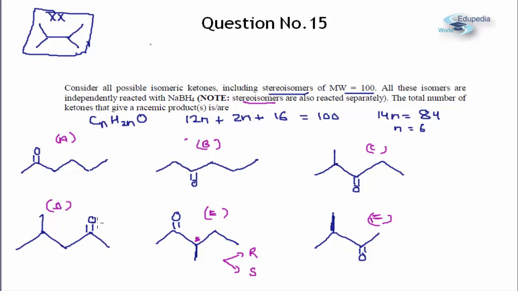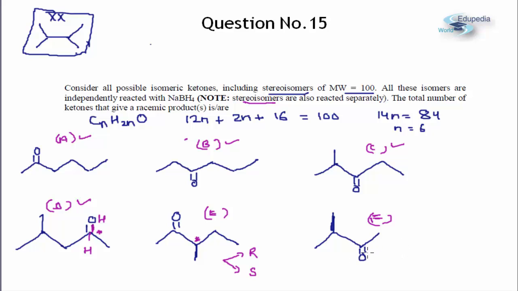If I am just drawing the product here only, if you remove this bond, you put one OH here and one H here, you will again get a chiral carbon over here. So A is going to be my answer for racemic mixture, B will be an answer, C will be an answer, D will also be my answer. So we have 4 so far.